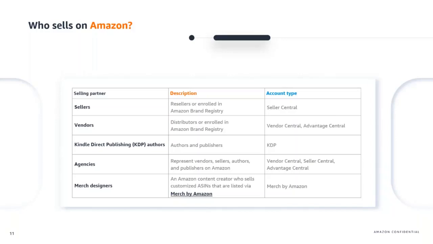Sellers own their stock and prices, and they manage their catalog through Seller Central, while vendors sell their stock to Amazon, who then ultimately manages it, and vendors use Vendor Central. KDP authors use Amazon Kindle Direct Publishing to publish their books and manage their inventory through a KDP account. In some cases, selling partners may have an Advantage Central account. Advantage is a program that lets authors, musicians, filmmakers, publishers, studios, and other content providers list and sell their products on Amazon.